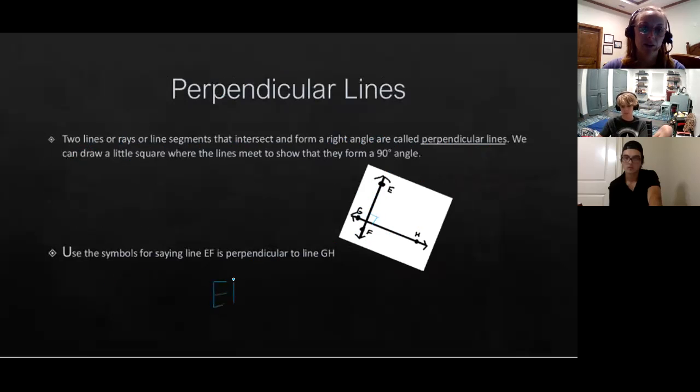If we want to write that out in symbols, we have line EF, and then this is our perpendicular symbol right here. Line EF is perpendicular to line GH. So again, this is our perpendicular symbol. It's because it forms a little perpendicular lines, so like an upside down T.